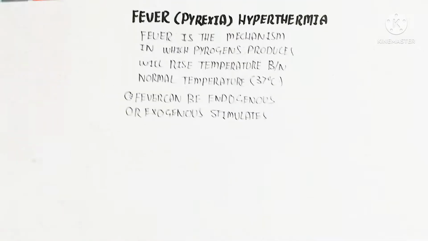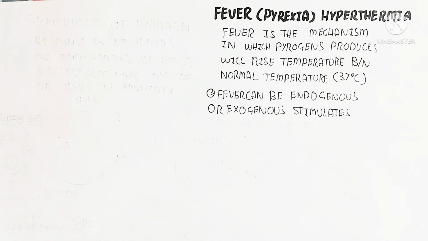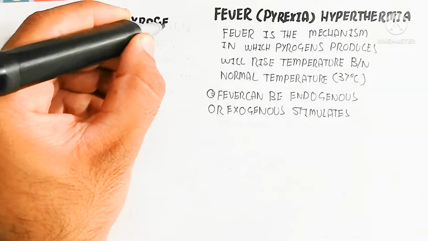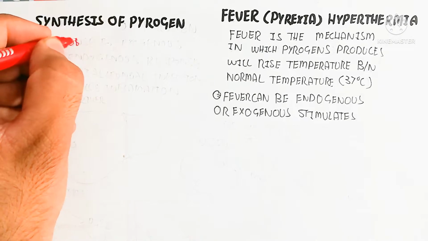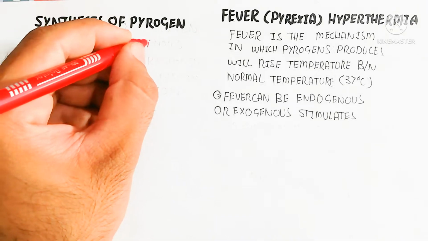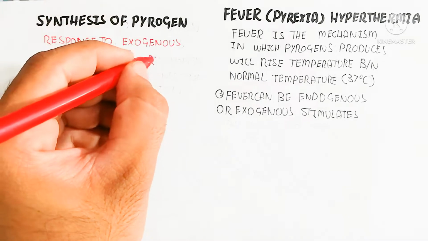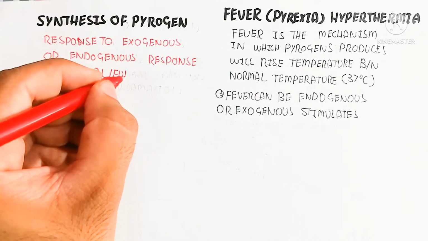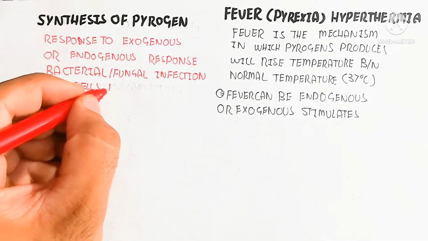For example, endogenous means something inside of the body will stimulate the fever, while exogenous means fungi, bacteria, or viruses will stimulate it. So let's begin by understanding the synthesis of pyrogens. In response to exogenous or endogenous triggers, such as bacterial or fungal infection or cell inflammation, pyrogen synthesis will lead to fever.